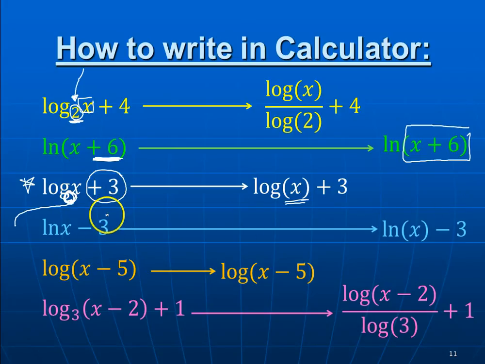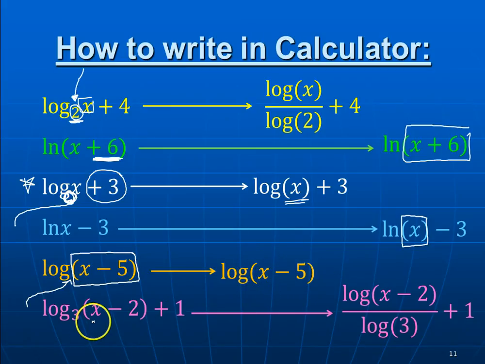Next one, very similar. Does this 3 belong with it, or does it belong on the outside? Well, it belongs on the outside. So it's just natural log of x, negative 3 on the outside. Next one, this is a 10, so we can just go ahead and type it in. There's nothing written here. The x and the 5 belong together with that log, so we've got to make sure that's the way we type it in parentheses, x minus 5.